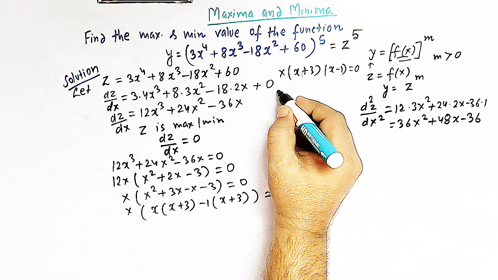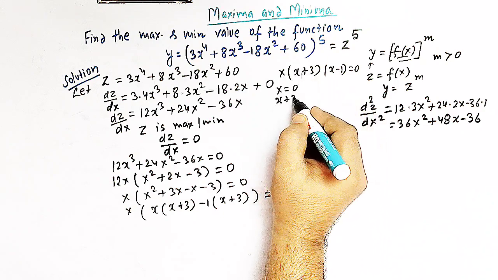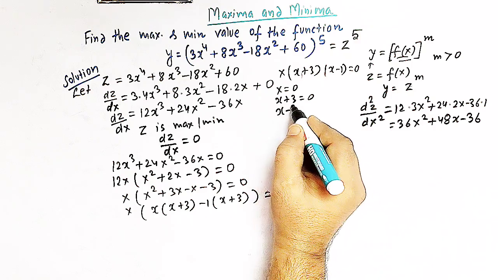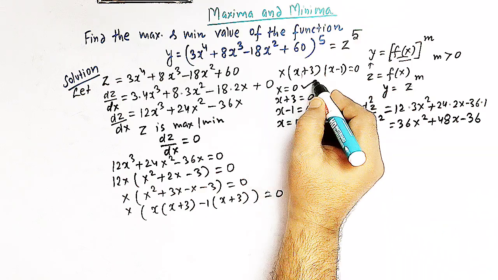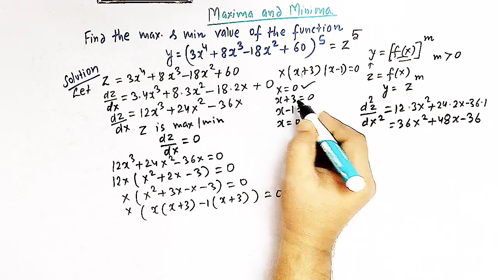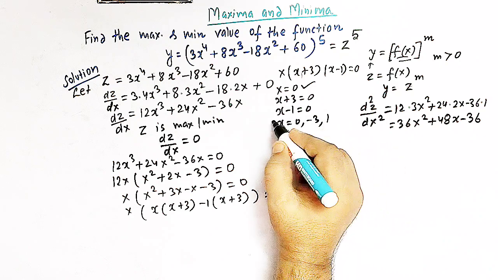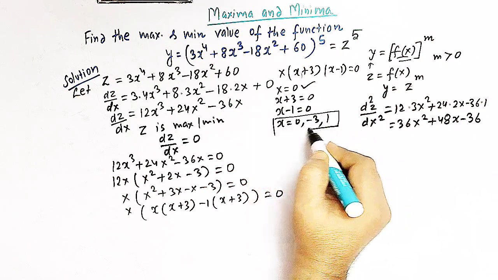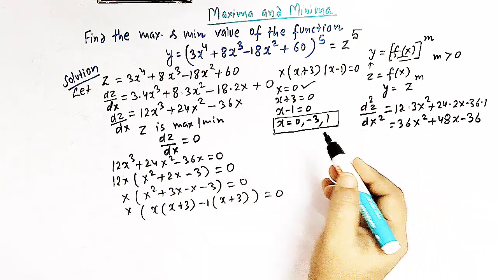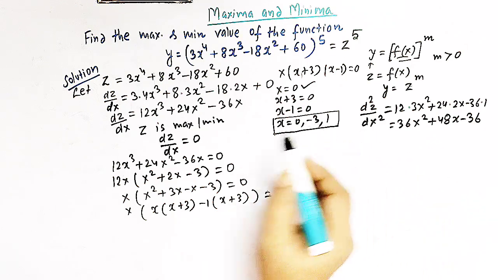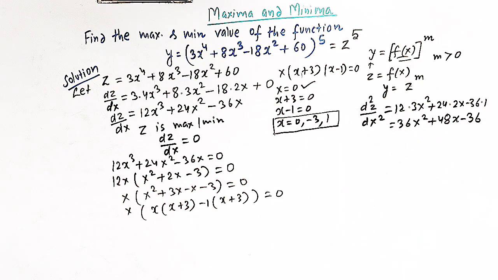So the turning points are given by x equal to 0, x + 3 equal to 0, and x - 1 equal to 0. So we have x equal to 0, from here x equal to -3, and from here x equal to 1. So we have three turning points. Let us now test these points for maxima and minima by using the second derivative test.